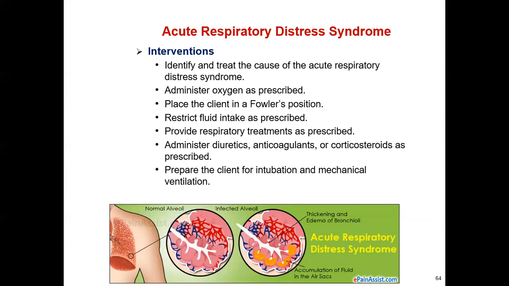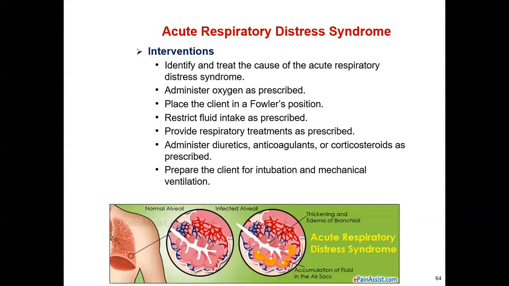Sometimes patients need chest physiotherapy or oxygen therapy. So particularly, place the client in a forward position, restrict fluid intake as prescribed, provide respiratory treatment as prescribed, administer diuretics, anticoagulants, or corticosteroids as prescribed. Prepare the client for intubation and mechanical ventilation.